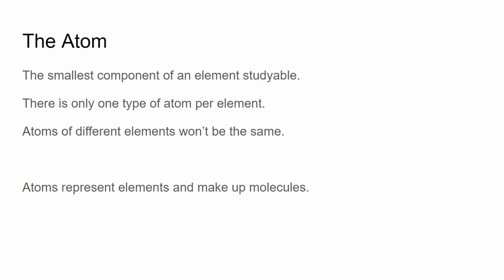So as I mentioned earlier, the atom is the smallest component of an element studyable. There is only one type of atom per element. There will be variations to atoms that we'll learn later, like ions and other things. Atoms of different elements won't be the same because each element has its own unique atom. They all look different from each other. But atoms represent elements and make up molecules, like I said earlier.